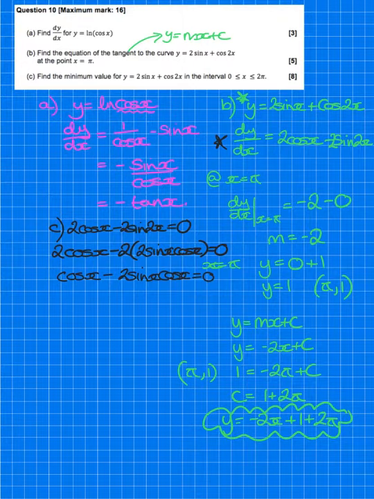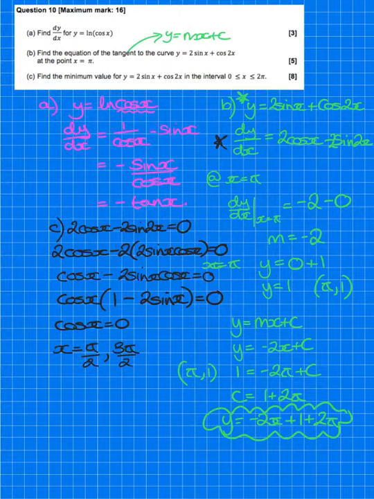Now I'm going to factorise it. I'm going to have cos x brackets 1 to get the cos x, and then times by minus 2 sin x to get that second term. So I've got two things now that multiply together to get 0. So either cos x equals 0, in which case x would have to be pi on 2, or 3 pi on 2.